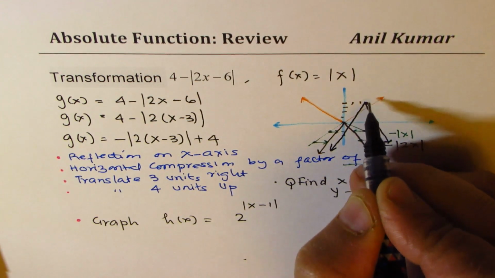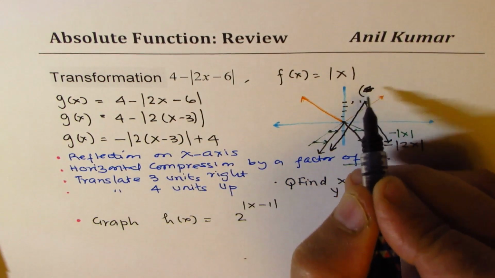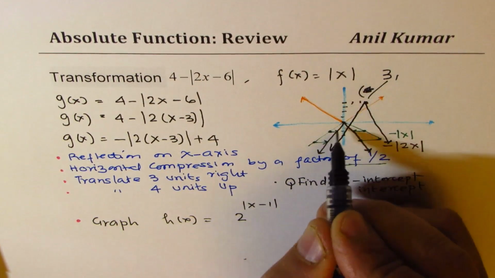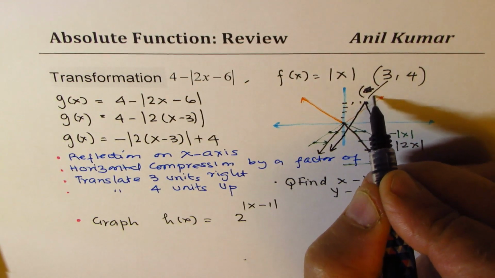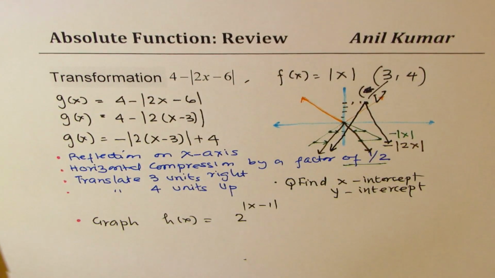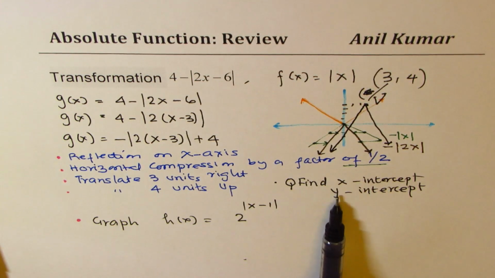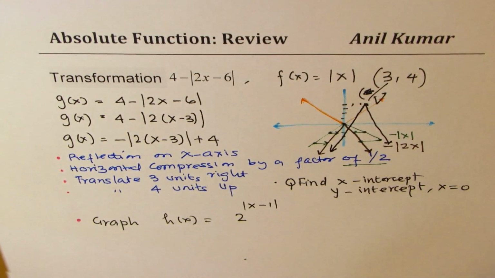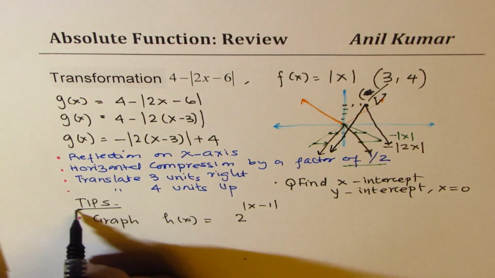Do you get an idea? And this point is, for me, 3. Okay, so this point for me is 3 towards the x and 4 up. Do you see that? So that is my vertex. That is my vertex v. Okay, so that's my final graph for the absolute function. And to get it accurately, it's a good idea to find x and y intercepts. Y-intercept is simpler since you just substitute 0 for x. Y-intercept means x equals to 0. An easy calculation, correct?